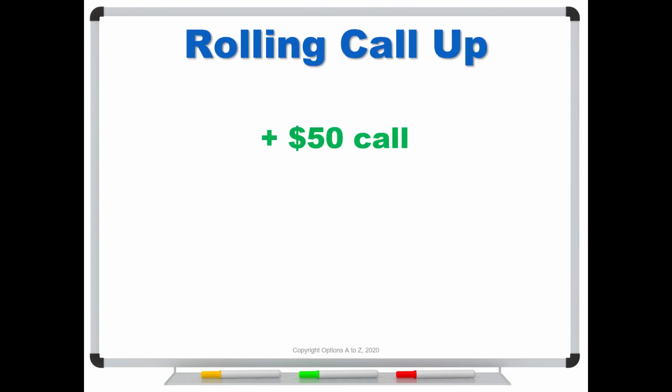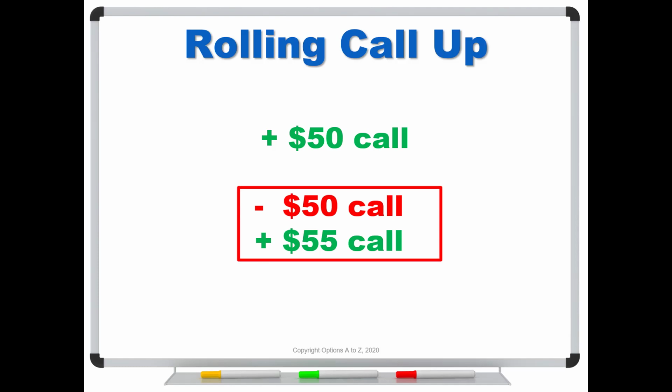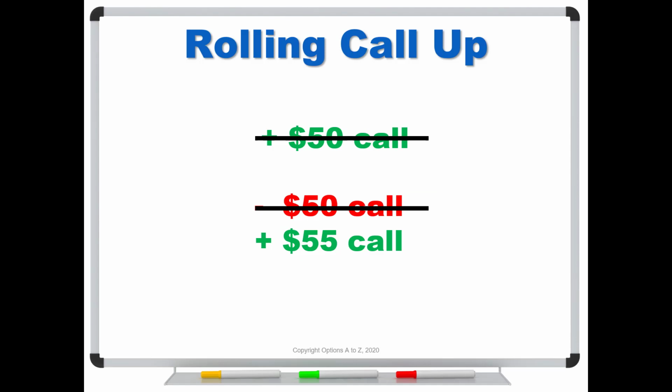So here's what it's going to look like. Here's your long $50 call that you initially bought, and when the time is right, we're going to sell the 50-55 vertical spread, which are just these two trades right here. But notice when you do that, this long $50 call right here gets canceled by this short $50 call. So when that trade is executed, you're just left with a $55 call. So you've rolled up from the 50 strike to the 55. You still have unlimited gains, but you've sharply reduced the risk.